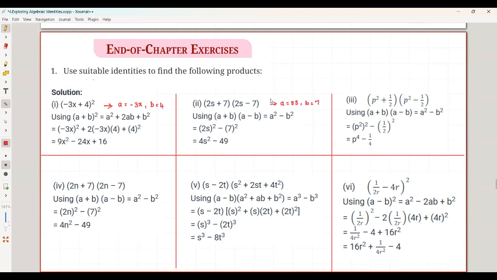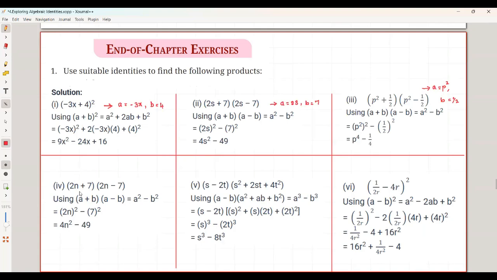2s square is 4s square, minus 7 square is 49. That is the answer. Third question, (p square + 1 by 2)(p square - 1 by 2). This is also in the form of (a + b)(a - b). Don't think that this is the square formula, right? This is in the form of (a + b)(a - b). So here a is equal to p square, and b is equal to 1 by 2. The formula is a square minus b square. So (p square) the whole square is p power 4, and (1 by 2) the whole square is 1 by 4.